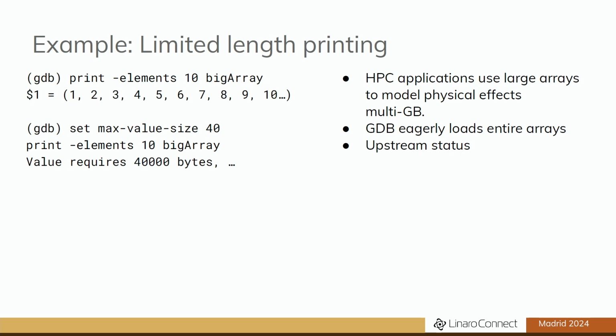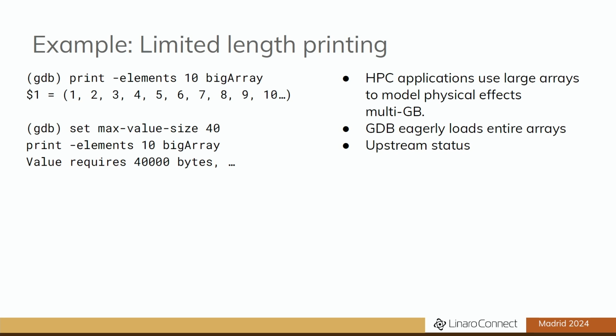So yes, memory efficiency is important. If you use GDB to print one of these large arrays and you request 10 elements, it will dutifully print those 10 elements out. But GDB will by default try to take a copy of the entire array, even though you only want 10 elements on the screen, which is not great because you can't really afford to double your memory usage.